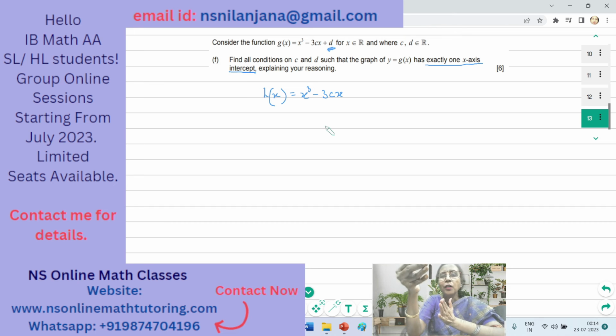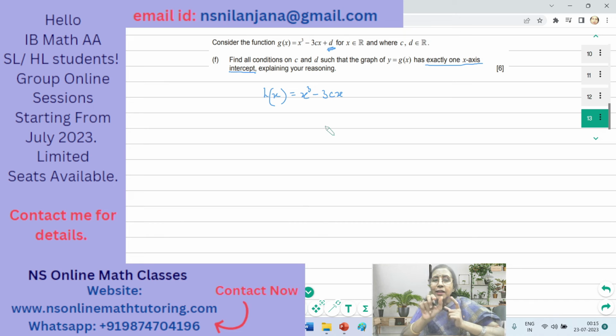From h of x to g of x, what is the transformation? The vertical translation. That is the transformation that is happening. Depending on the value of d, if it is positive, the graph translates up. If it is negative, the graph translates down. Okay, so the shape of the graph will not be changing depending on the value of d. The d is only for the vertical translation.